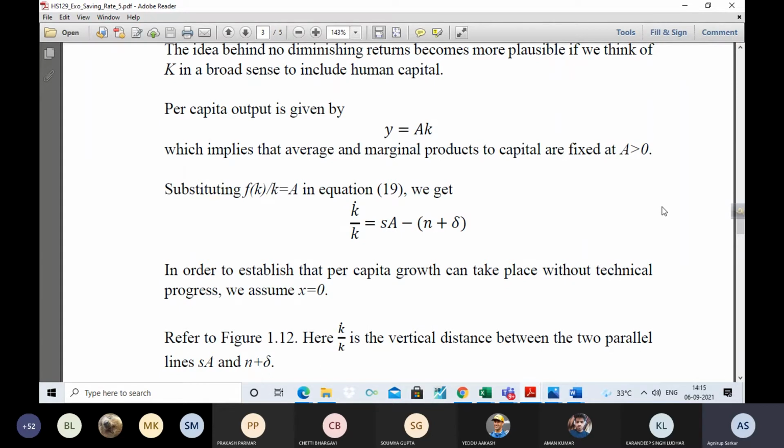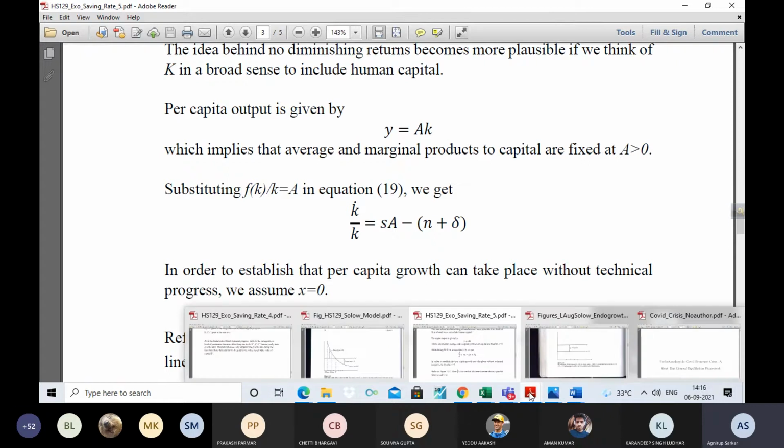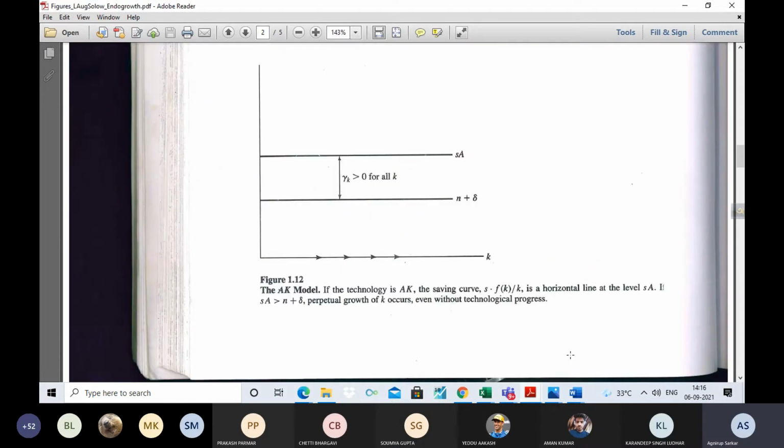That is the whole idea. We are keen to figure out whether we can reproduce a long-run positive growth rate even without technological progress, or without exogenous growth of total factor productivity. Hence, in this sort of framework, you find x to be equal to 0. So that's the basic idea. Now let me show you the graphical representation of this model.